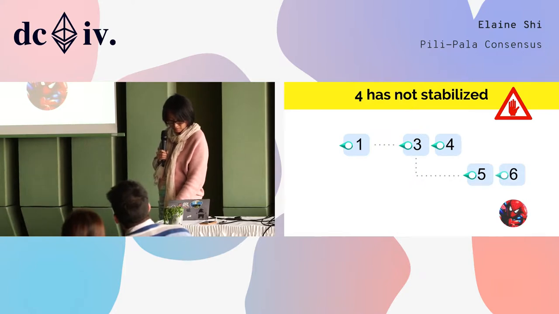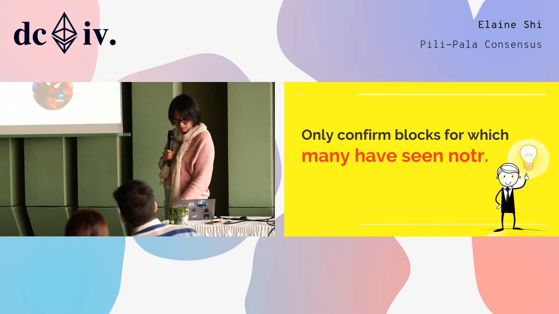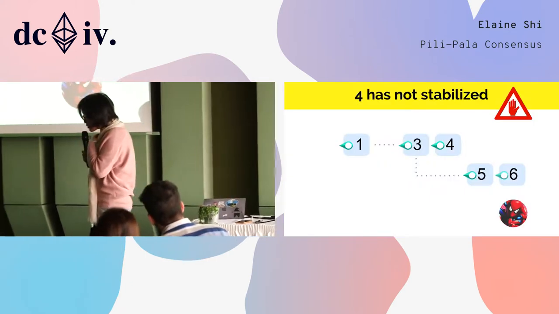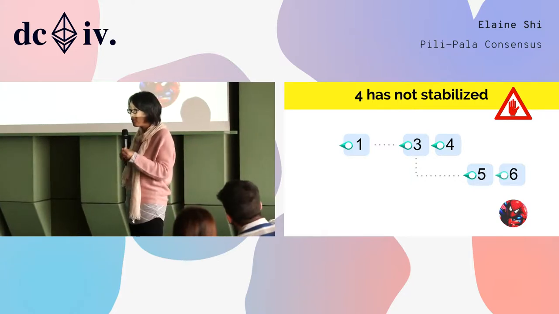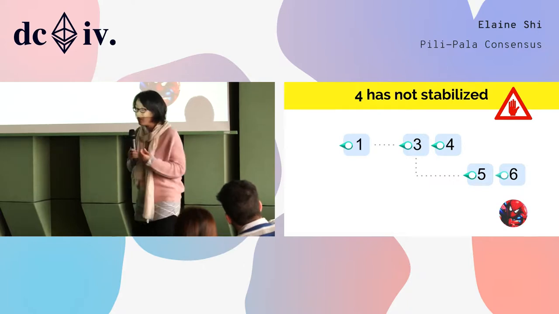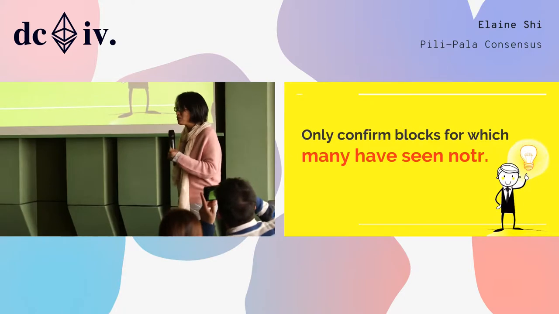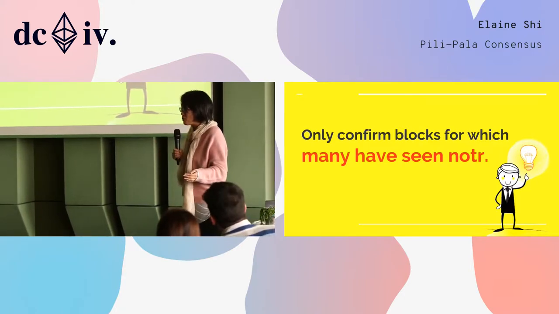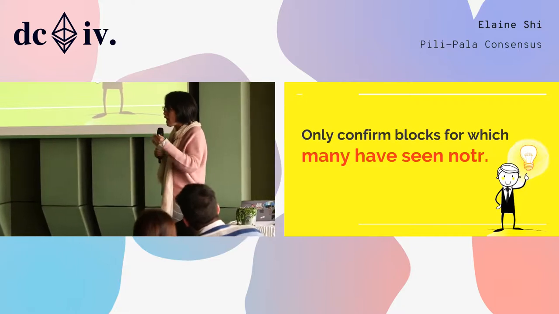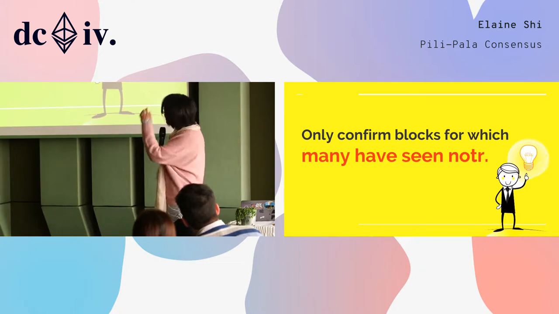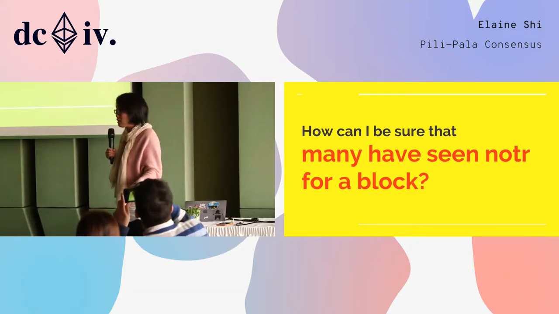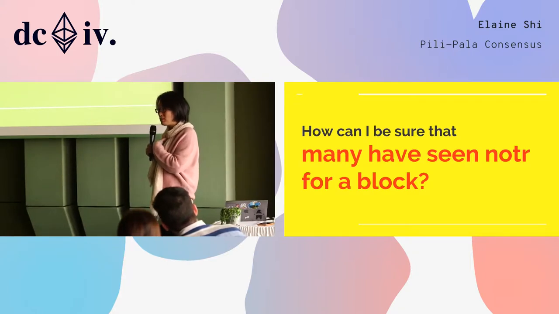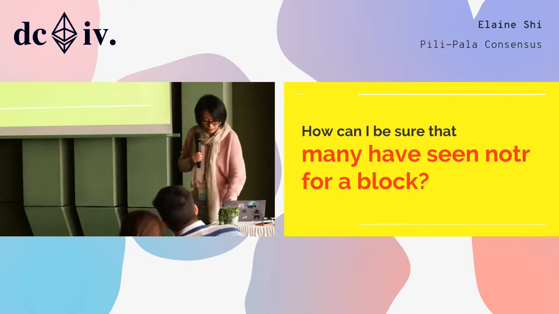Okay. So what do we do now? Well, the moral of the story is that perhaps I shouldn't confirm a block the moment I see the notarization. For me to confirm a block, not only do I want to see a notarization for the block, I also want to know that many other people have seen a notarization for the block too. So I want a higher degree of confidence. Okay, so now to implement this idea, the question we have to answer is how do I know that many other people have seen the notarization, right? I know when I see the notarization, but how can I tell that you guys have seen the notarization too?